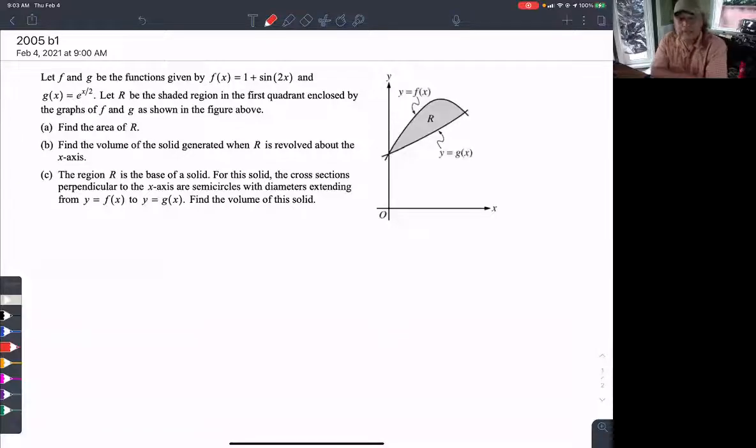This is the 2005 Form B FRQ from Calculus AB, number 1. We're doing part C. To do part C, though, we need to find the intersection points. So how would you show finding intersection points? I'm going to show you a few ways you can write this.